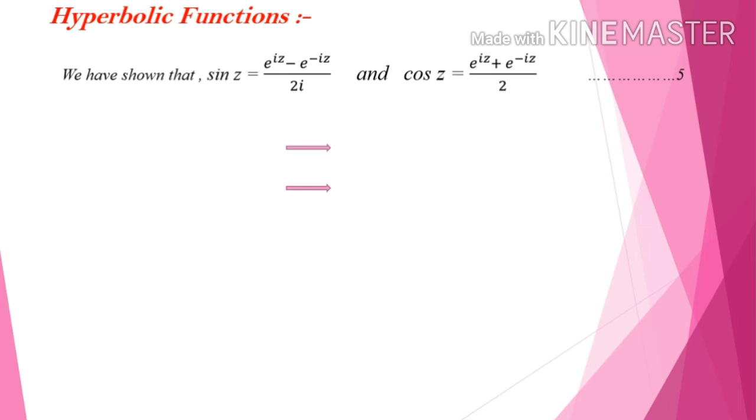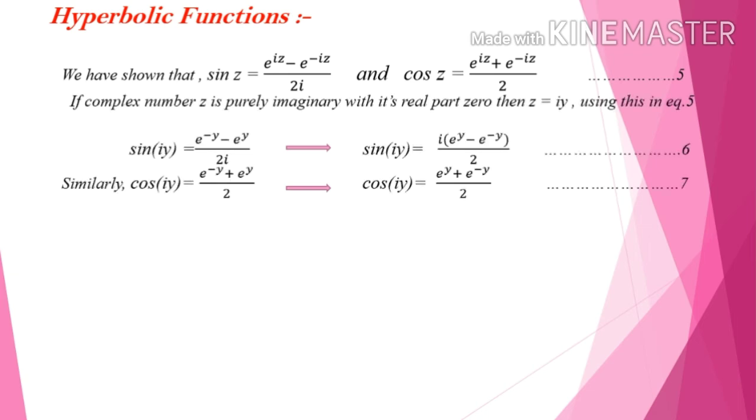Okay, sine of z was e raised to iz minus e raised to minus iz divided by twice i, and cos of z can be determined as e raised to iz plus e raised to minus iz divided by 2. Okay, so this equation may be called equation 5. Then if complex number z is purely imaginary, with its real part 0, then z equals iy.